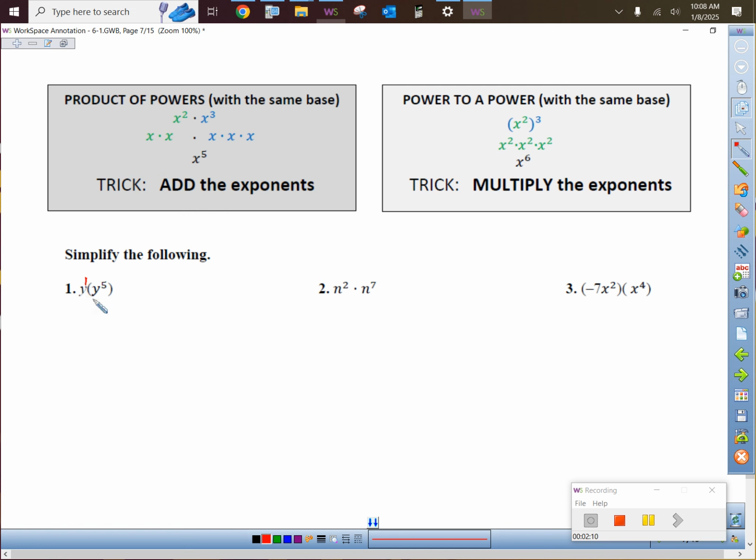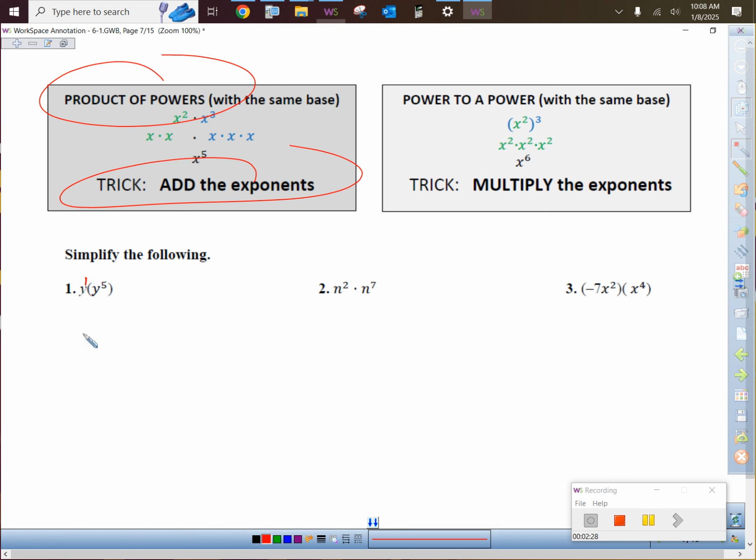But isn't this y to the 1st times y to the 5th? This is a product of powers. I would add those exponents together. So that would turn out to be y to the 6th. Are we okay with that? That's all we're doing today, just simplifying some expressions. They want us to multiply some junk together. Right here, n squared times n to the 7th. Do you see how they have the same base of n? It doesn't have to be x. It could be whatever letter they want. So since it's n squared times n to the 7th, I should add those exponents together and get n to the 9th. Are we okay with that? And that's the final answer that you're typing into the computer today.